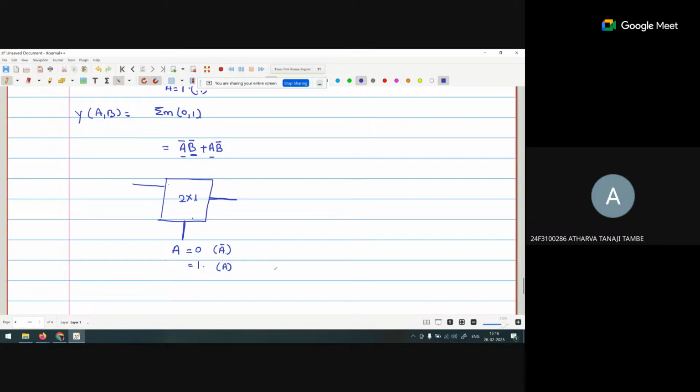Sir, so it will be A bar B bar plus A bar B, no? Yes, that is A bar B, sorry.